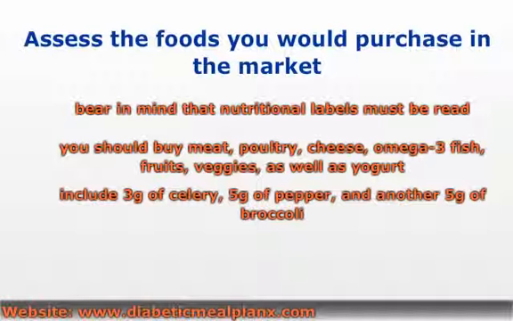On the other hand, for fruits and veggies, make sure you choose low-carb ones. You could include 3 g of celery, 5 g of pepper, and another 5 g of broccoli. Moreover, for fish shopping, you could include tuna, sardines, mackerel, and salmon in your list.